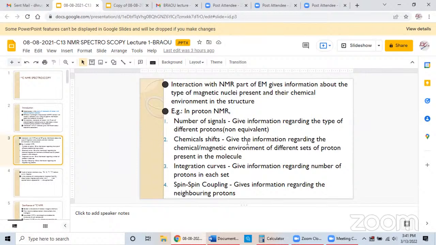That chemical shift information will give you different types of chemical and magnetic environment of different sets of protons present in the molecule. And integration curves will give you information regarding the number of protons in each set. For example, para methoxy benzaldehyde: methoxy 3 protons, aromatic protons 4, in that also two protons are different, and CHO 1. So that ratio will be observed in proton NMR. And spin coupling gives you information regarding the neighboring protons. So this is the information you get from proton NMR. I told you orally, but I think you could not see the screen.